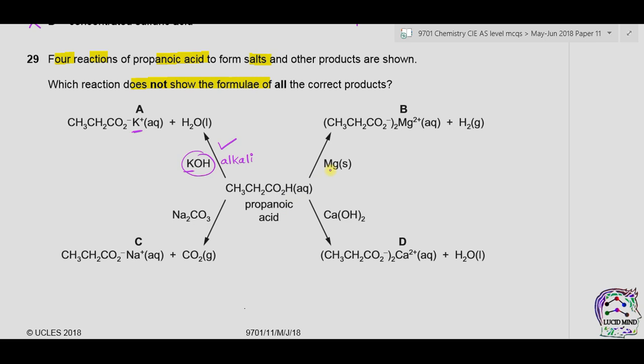In the second reaction we have acid plus metal, which gives salt and hydrogen. B is also correct, as a salt of magnesium is being formed along with hydrogen gas. In C we can see that the acid has reacted with sodium carbonate, so acid plus carbonate forms salt, carbon dioxide, and also water is formed. As all products are not given, C is wrong. In D we have an acid alkali reaction, again a salt of calcium along with water is formed, which is correct. So in C they had left out water, therefore C is the correct answer.